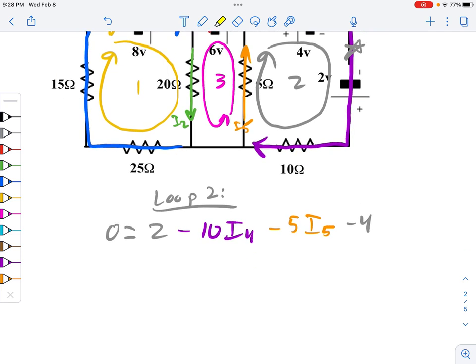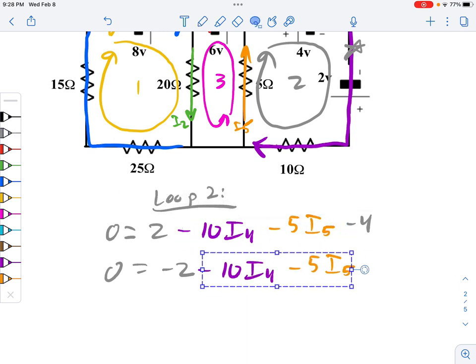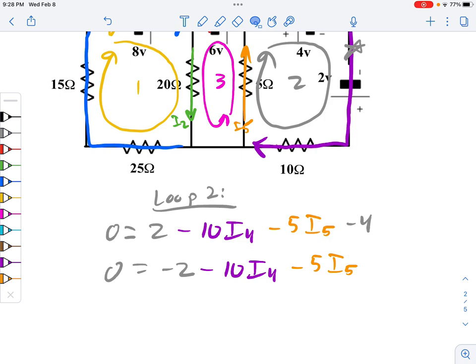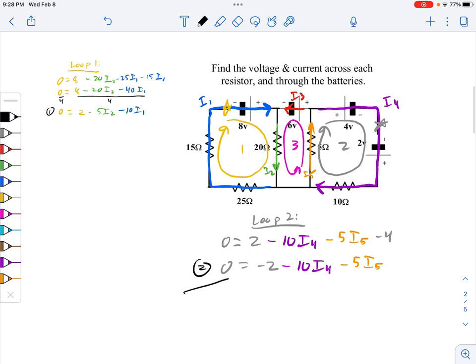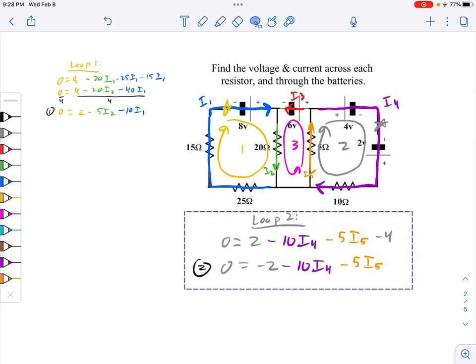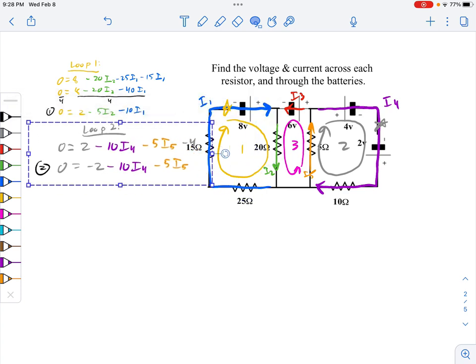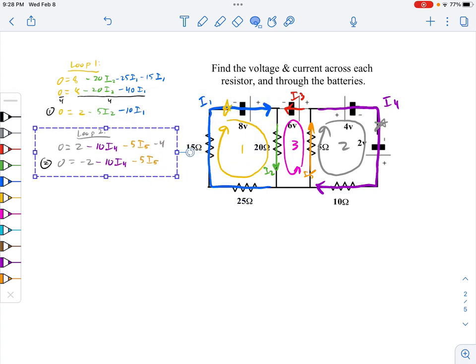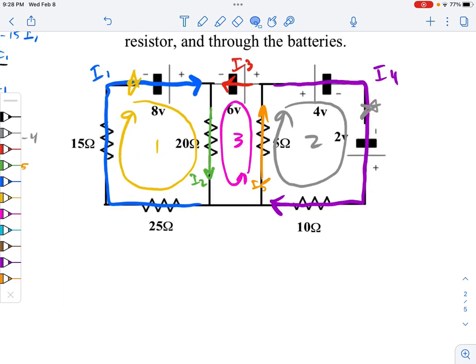I can put the 2 and the minus 4 together, so at least I can do that. 2 minus 4 is negative 2, and the rest stays the same. So I've got another equation. Great, another equation. Let's go put that with its buddy up here. Shrink it down. All right, let's keep going.